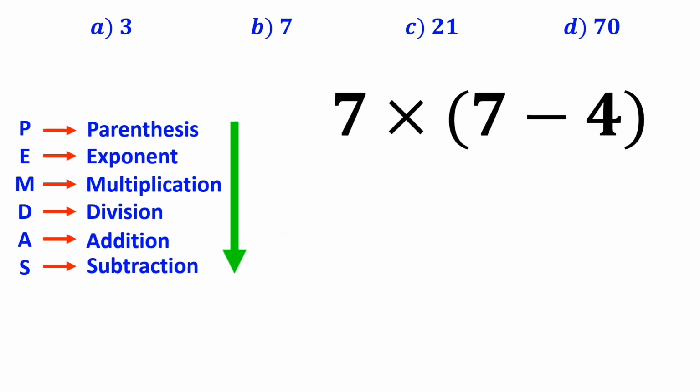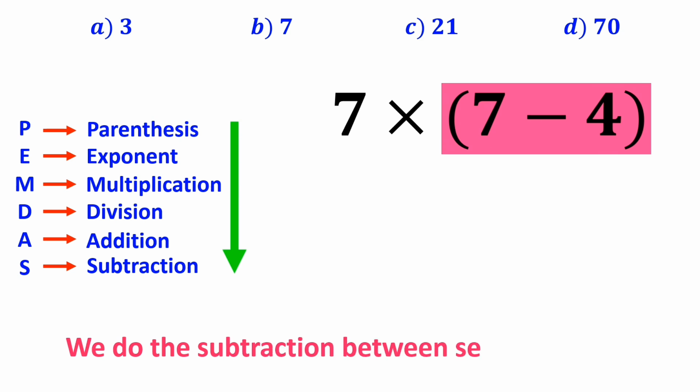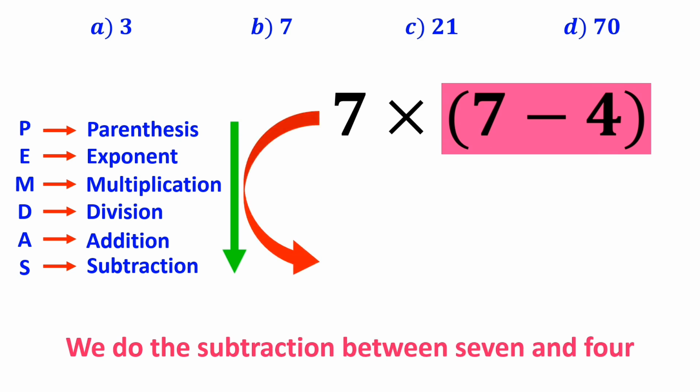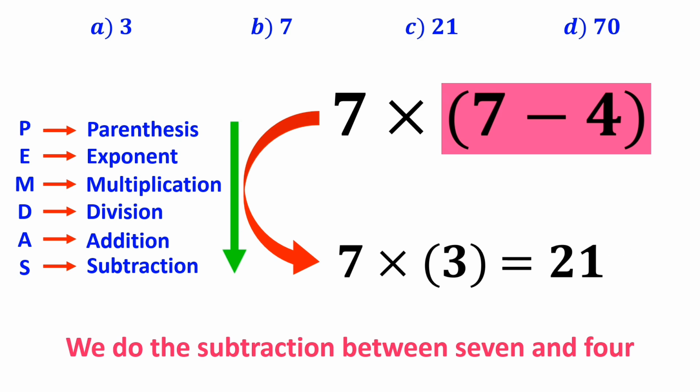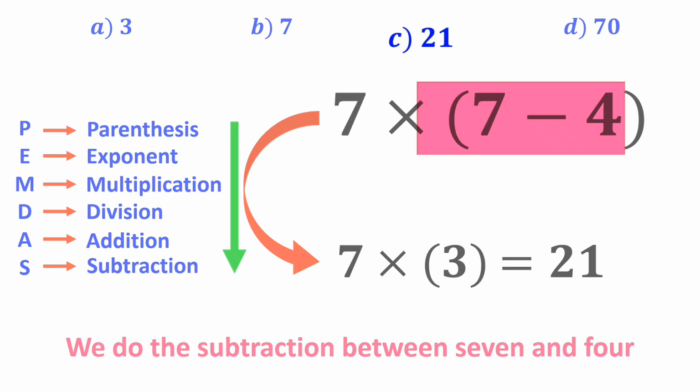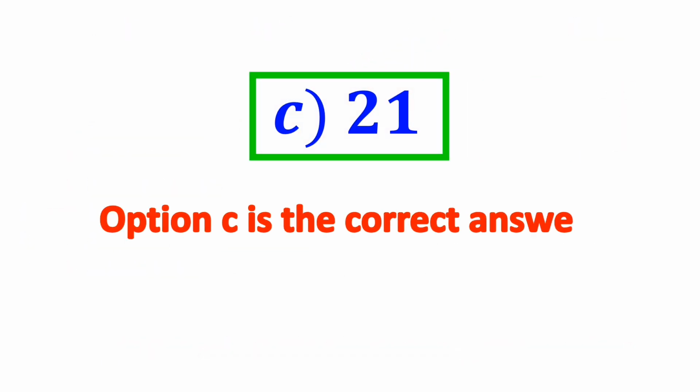In the next step, we do the subtraction between 7 and 4. So this expression simplifies to 7 times 3. And we get the final answer, which is 21. Therefore, option C is the correct answer to this question.